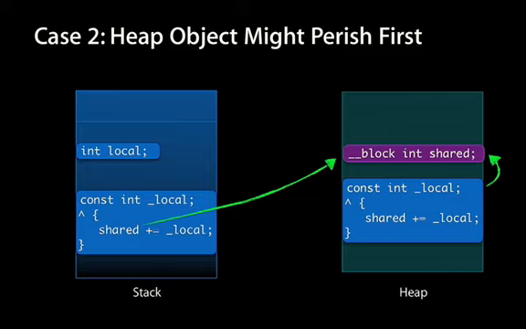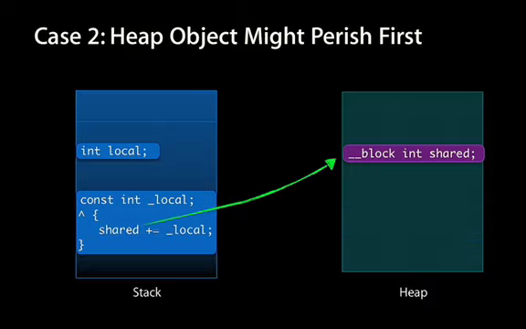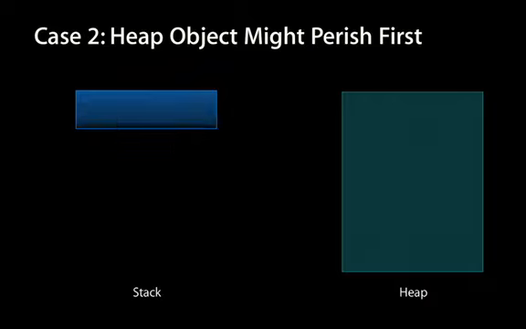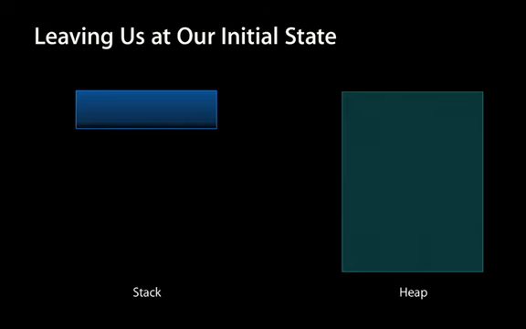Second case, say the heap object goes away first. If the heap is going to go away first, it lets go of its reference to the shared variable. The heap object is reclaimed, but because we're sharing that reference, the stack still has a valid reference to even the heap version of the __block variable. And that's fine. When the stack is ready to return, it lets go of that. The heap memory is reclaimed, and the stack returns, leaving us in our initial state in both cases.